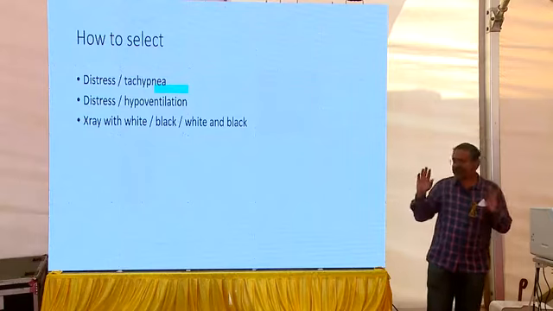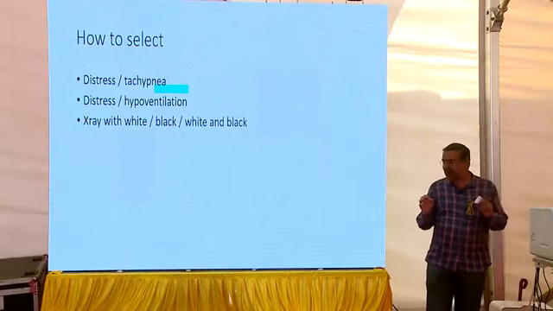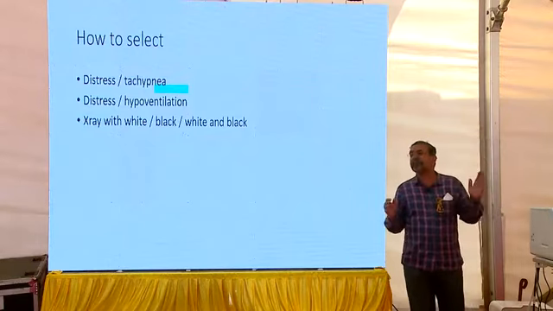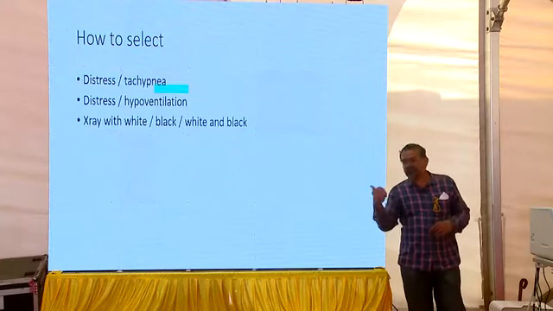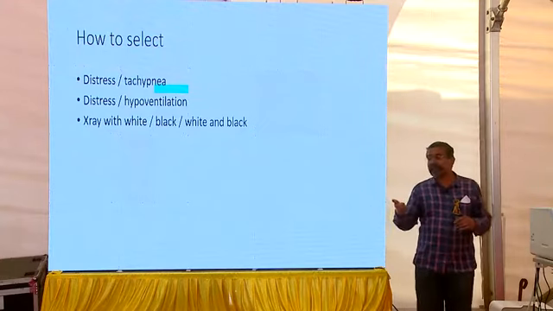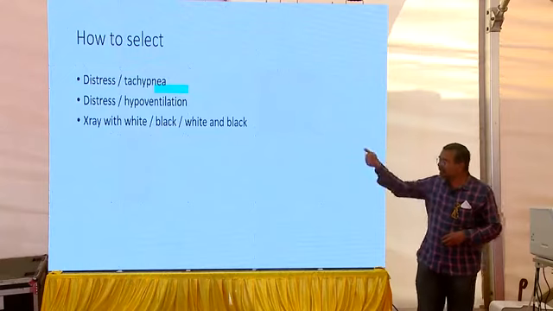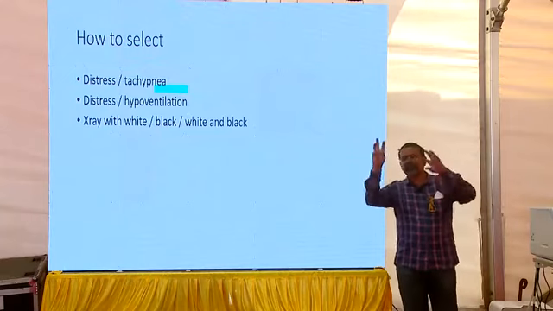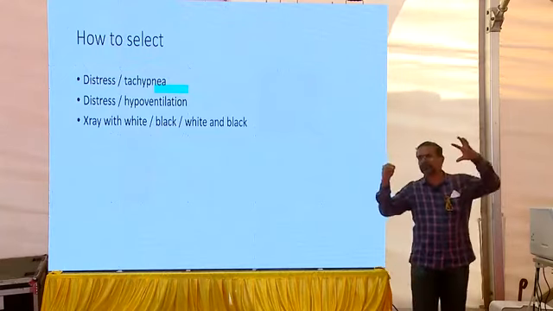So whenever you get an X-ray which is a white-out lung, then we prefer pressure. And black lungs, volume. Black and white is very typical: some black, some white, some collapsed, some overexpanded.